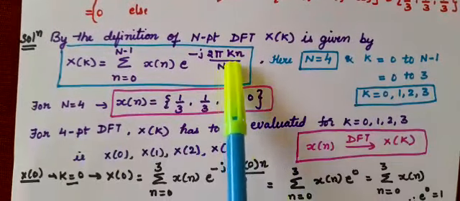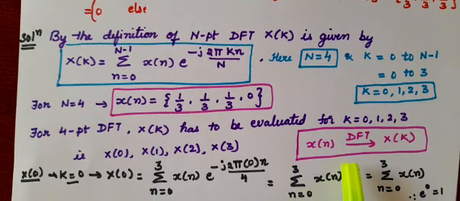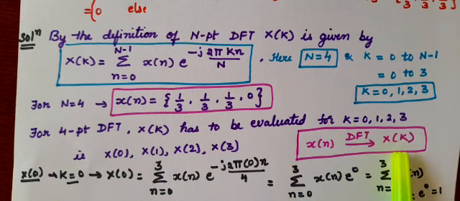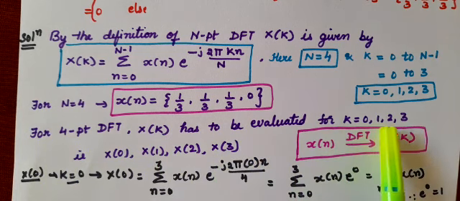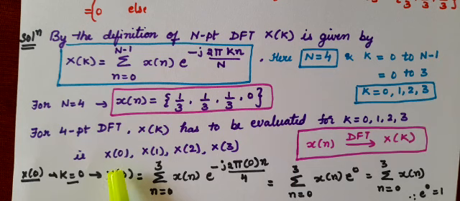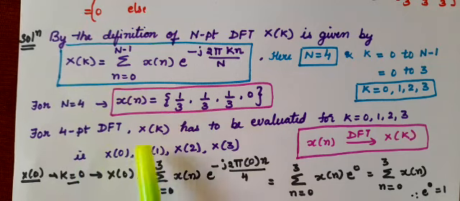So, the formula is clear and the given sequence is clear, N and k values are clear. What are we doing in DFT? x of n is a discrete time sequence, and by applying DFT by formula method, it is converted into capital X of k. For a 4-point DFT, X of k has to be evaluated for k is equal to 0, 1, 2, 3. That is, we have to evaluate X of 0, X of 1, X of 2, X of 3, so we have to find these 4 values based on this formula.